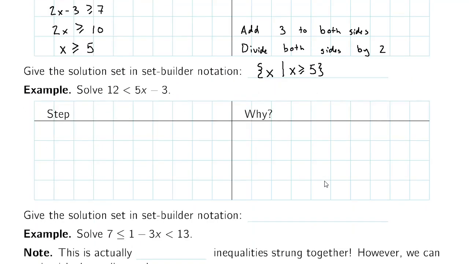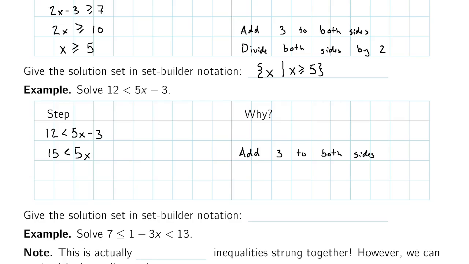We'd like to solve 12 is less than 5x minus 3. So just because our variable is on the right doesn't mean we can't solve this. We just follow the same steps. First, we'll add 3 to both sides, right? Because we're trying to get x by itself. So on the left, we have 12 plus 3 is 15. On the right, we're just left with the 5x.